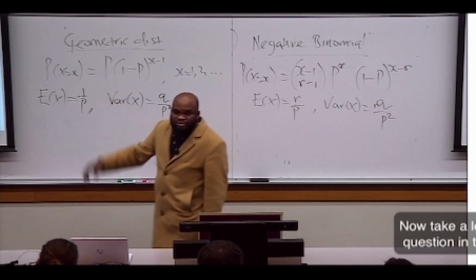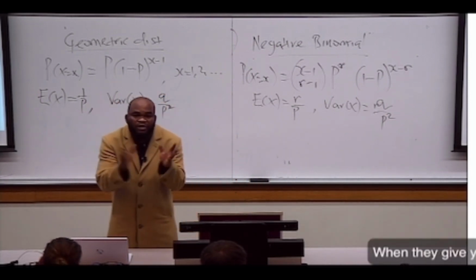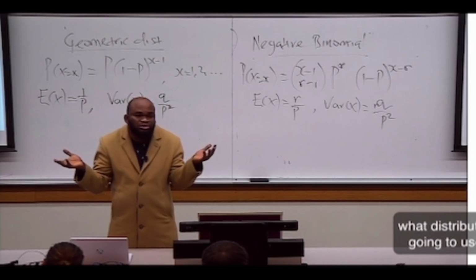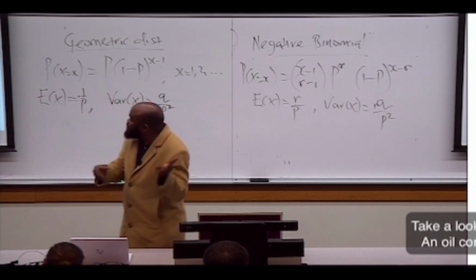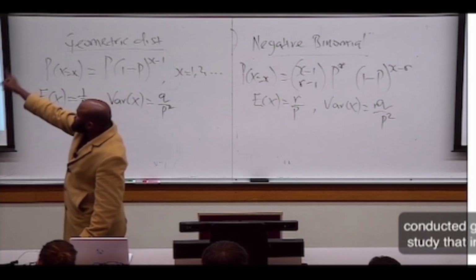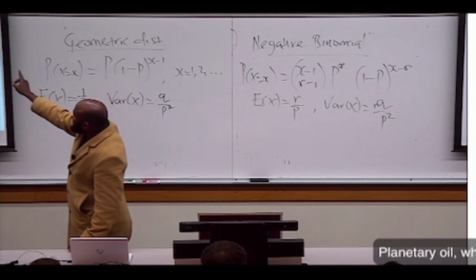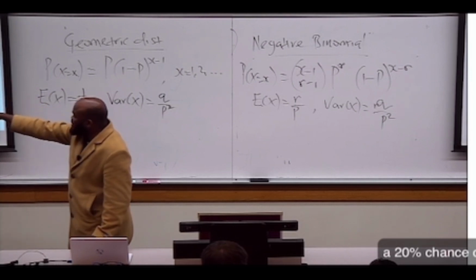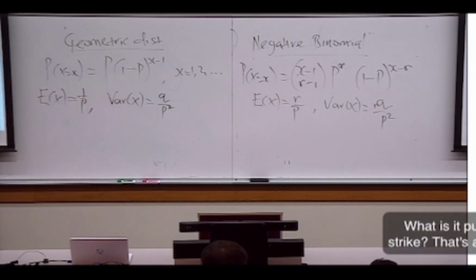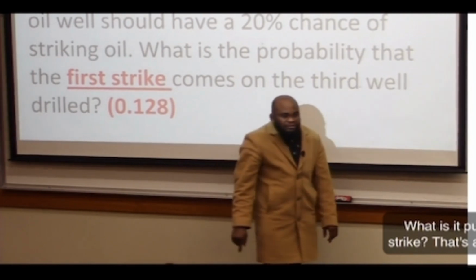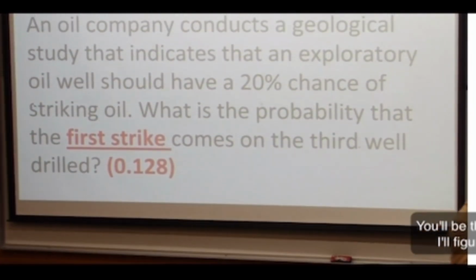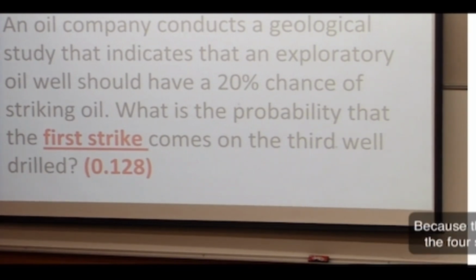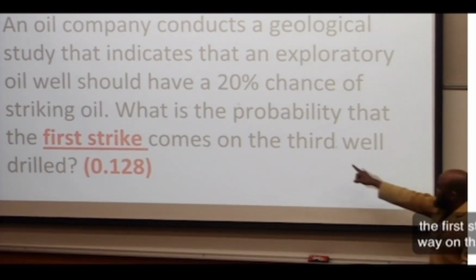Now, take a look at this question. In the exam, when they give you a question, nobody is going to tell you what distribution to use. An oil company conducts a geological study that indicates that exploratory oil wells should have a 20% chance of striking oil. What is the probability that the first strike occurs on the third? That's geometric. You'll be the one to figure it out. That's geometric because they say the first strike. The first strike occurred when? On the third.